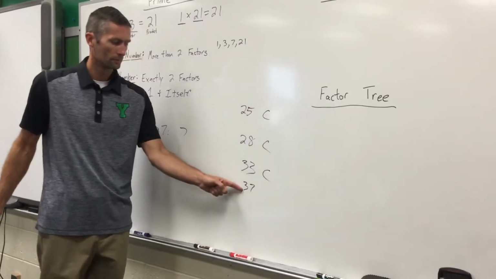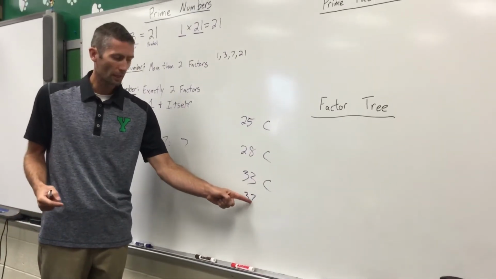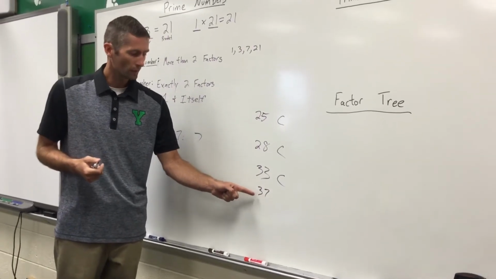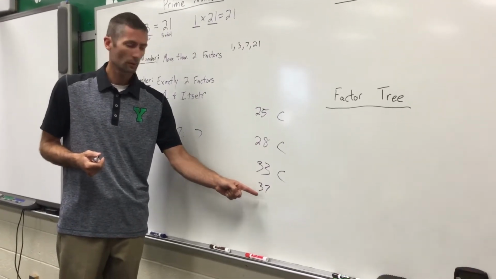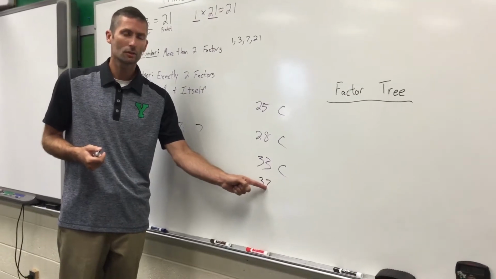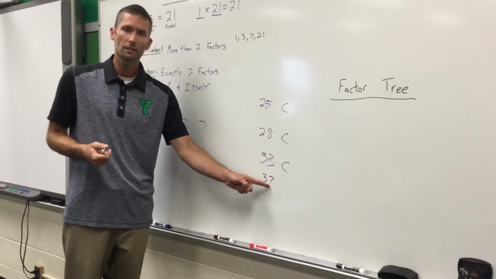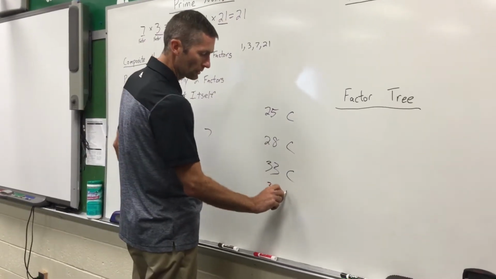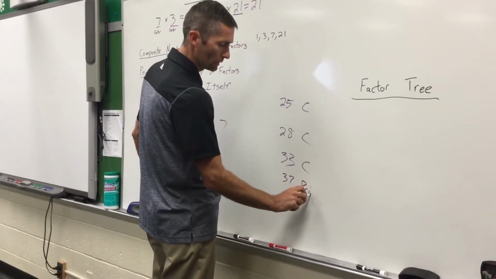37. Well, let's try some different numbers. We know it can't be 2 because it's odd. 4, 6, 8, can't be any even number. 3, try 3. 3 plus 7 is 10. That's not divisible, so it's not 3. 5 doesn't end with a 0 or 5. 7, no. We could keep checking, but 37 is prime.